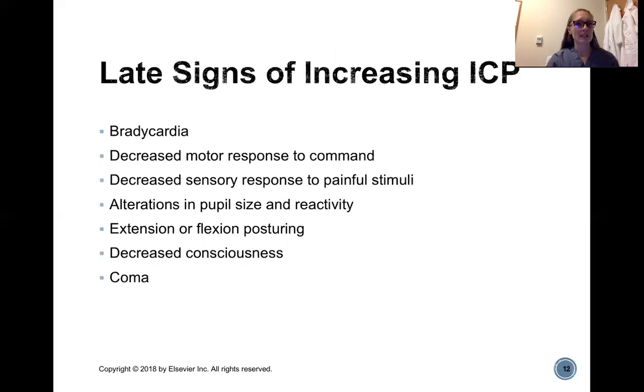Some late signs of increasing intracranial pressure would be more of the physiological signs. So bradycardia, decreased motor response to different commands, decreased sensory response to painful stimuli, when we see those pupils not reacting or pupil sizes different, and then some posturing. And we're going to look at those a little bit closer here.